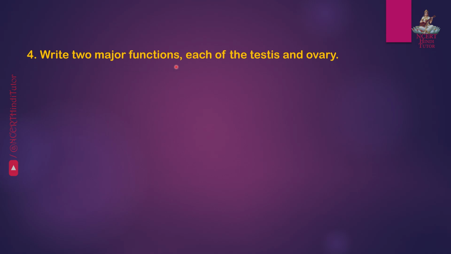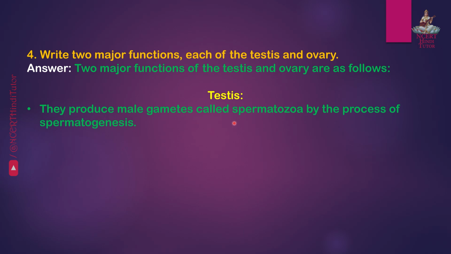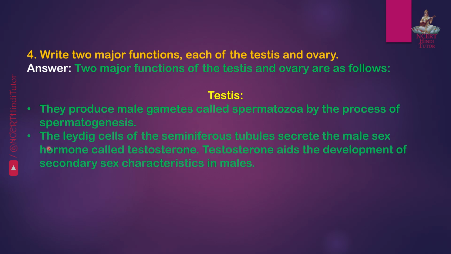Question 4. Write two major functions each of the testis and ovary. Answer. Two major functions of testis and ovary are as follows. First, testis. They produce male gametes called spermatozoa by the process of spermatogenesis. The Leydig cells of the seminiferous tubules secrete the male sex hormone called testosterone. Testosterone aids the development of secondary sex characteristics in males.